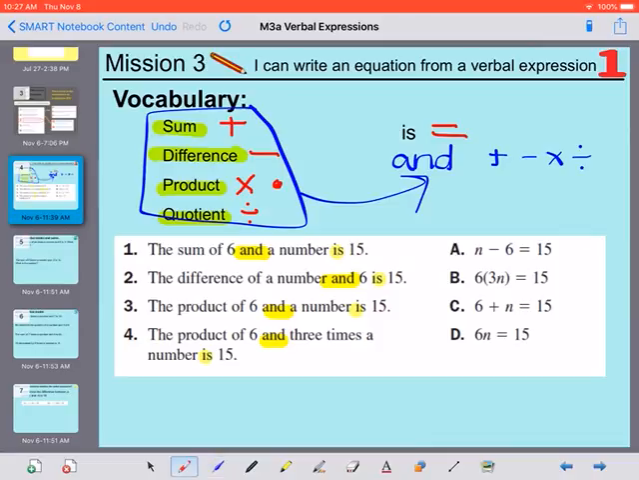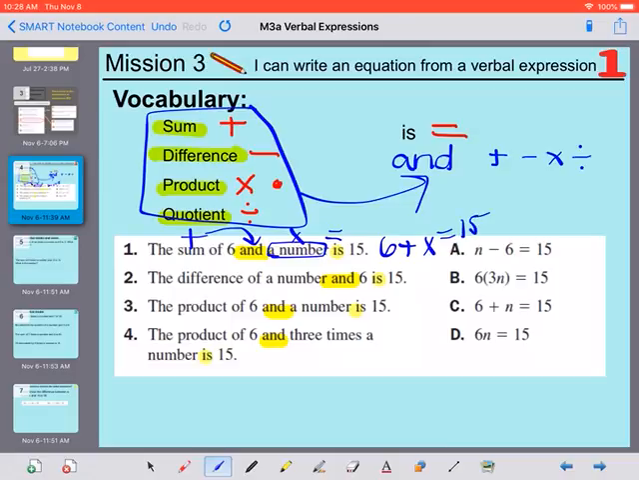So if we start reading these, we have to match our verbal expression or our written sentence with what it really is as an equation. The first one says the sum, so I know I'm going to be adding, the sum of 6 and a number is 15. So I'm going to put this plus sign wherever it says and, is really our equal sign. So we're adding 6 and a number. Anytime it says a number, pick a letter to represent that number. I'm going to pick X. So I have the sum of 6 and, so plus that number, X, equals, is 15.